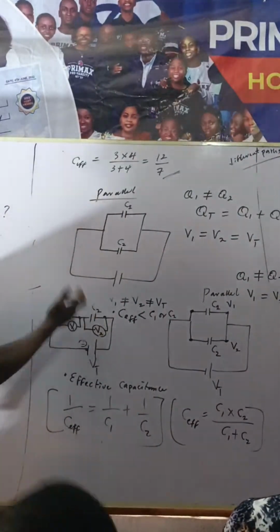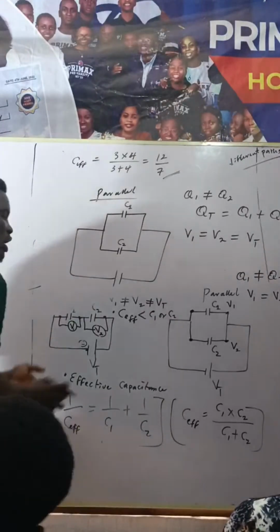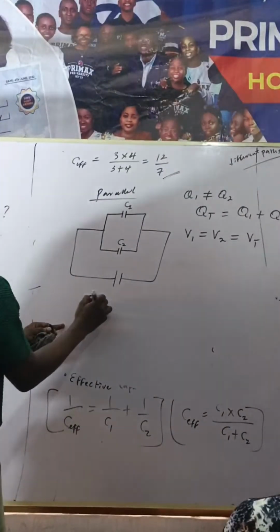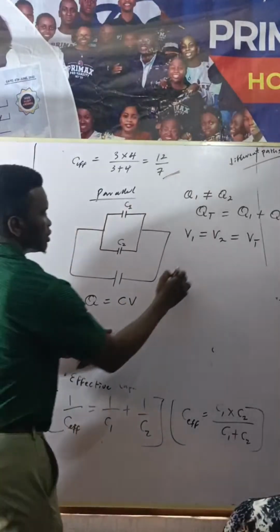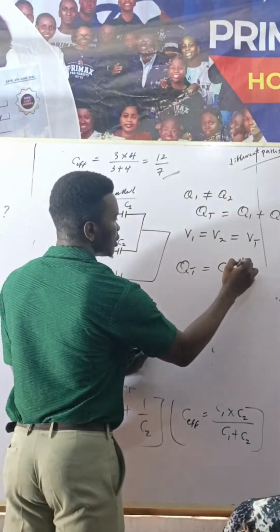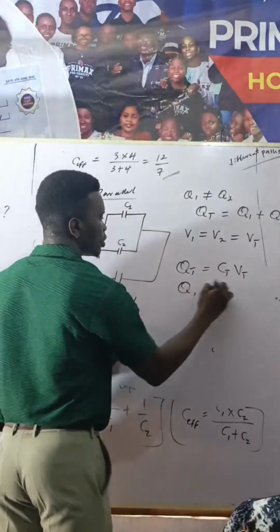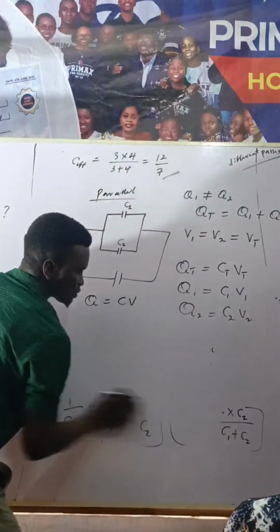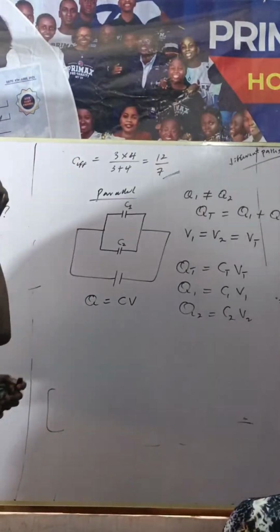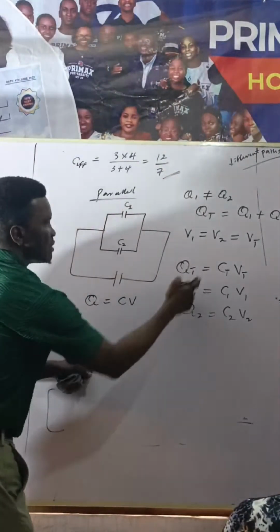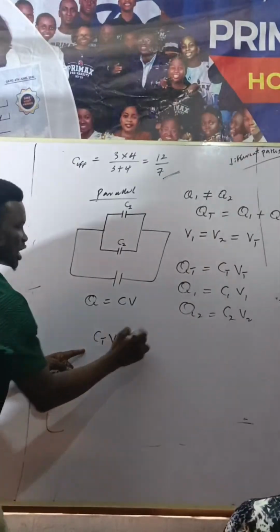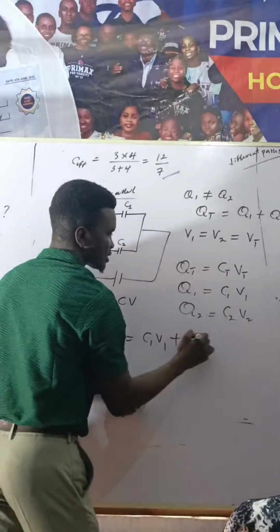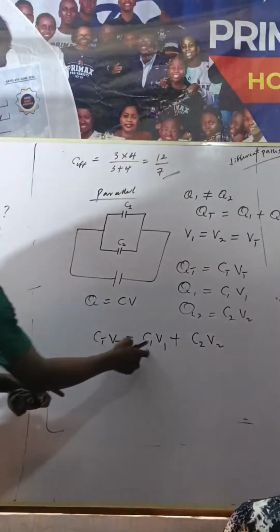Whenever they are connected in parallel, the same work is done across them. So now, I can say that my Q is equal to CV, right? So I can say Q total is equal to C total multiplied by V total. Q1 is equal to C1 multiplied by V1. Q2 equals C2 multiplied by V2. Are you there? So at the end of the day, what are we going to have? You remember, Q total is what? C total, V total, right? Equals Q1, which is C1, V1, plus Q2, which is C2, V2. What is common here? V total is the same.